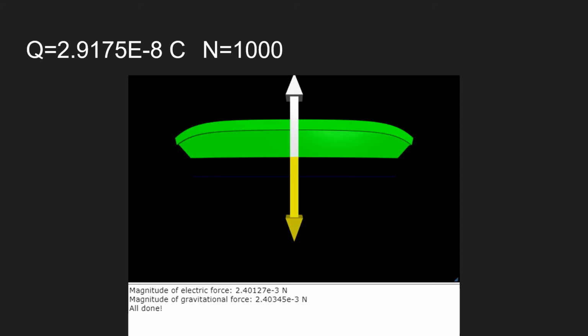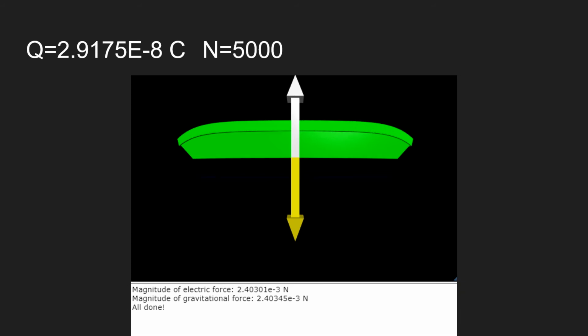When the tapes are broken into 1,000 pieces, we've reached a point where we are off by less than 1%. And when we break the tape into 5,000 pieces, we can see that the two forces are almost exactly the same. The main takeaway from this is that as we increase the number of pieces that the tape is broken into, these numbers will eventually be exactly the same.